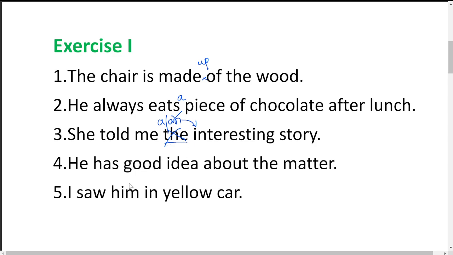Okay. Next, he has good idea about the matter. He has what type of idea? Good idea. What can be used here? You are referring to idea which must be used with an article, a good idea. If at all good is not there, let us say it must go with he has an idea. Good is used here, so you must go with he has a good idea. Next, I saw him in yellow car. Which yellow car? I saw him in a yellow car. Again, in this case, article is missing.